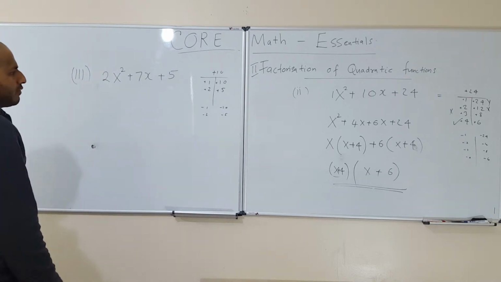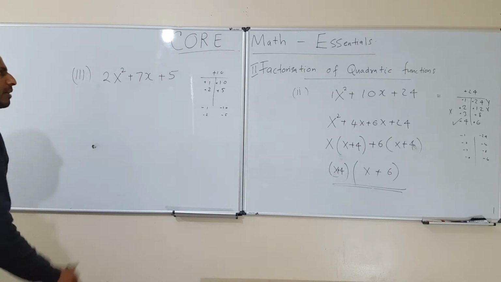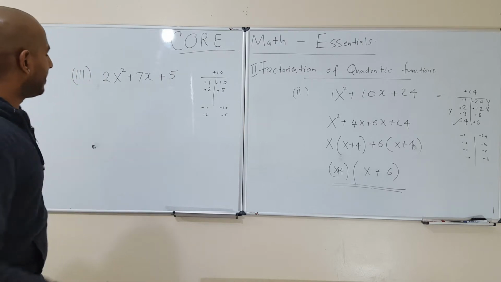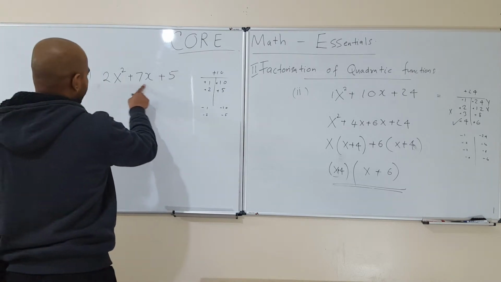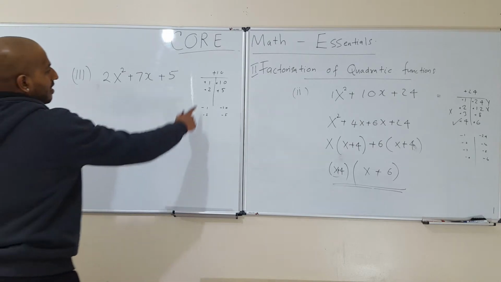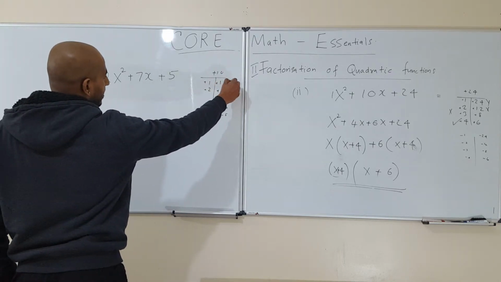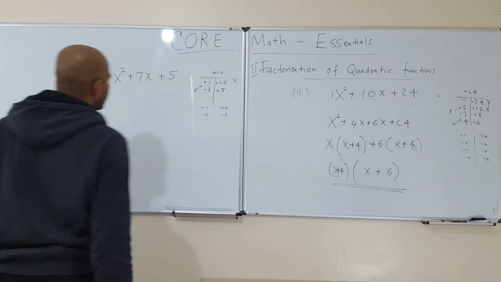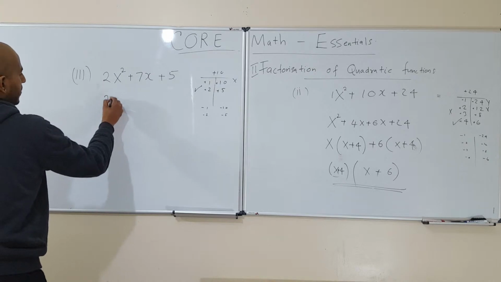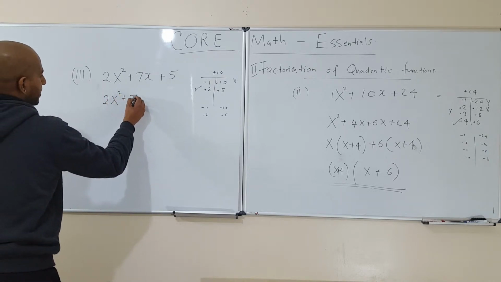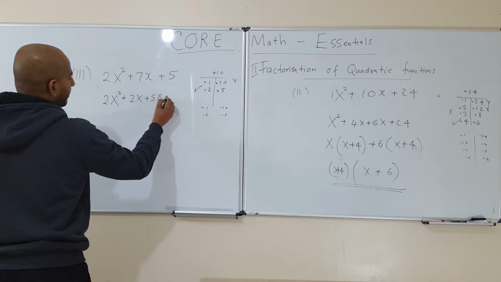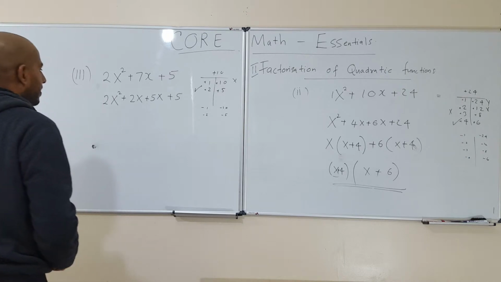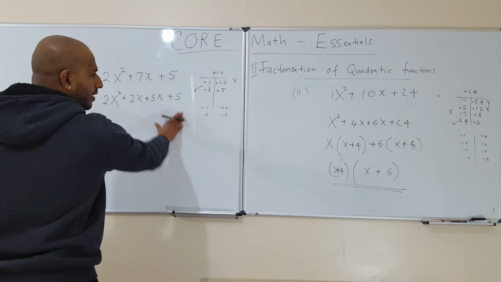Now step 2 is to find whether a pair of numbers among these, when you add them together, yields 7. If you add these two, you're going to get 11, so there's no point. Add these two, you're going to get 7x, so that's good. The others are going to give us negative answers. So we can just add them together then: 2x squared plus 2x plus 5x plus 5.